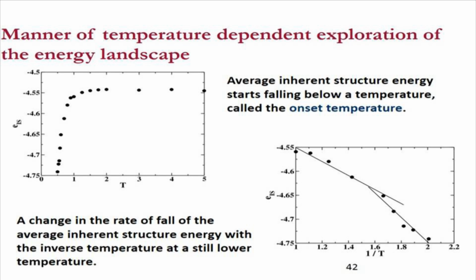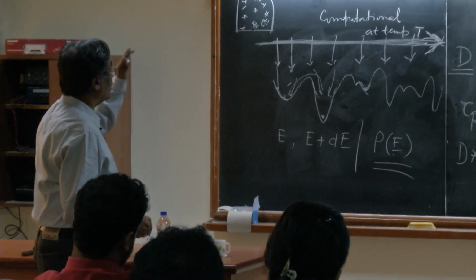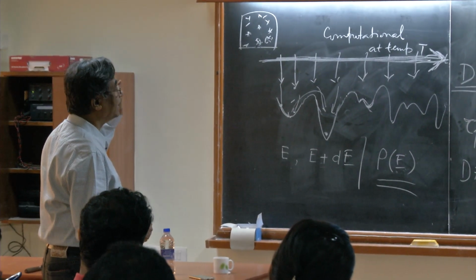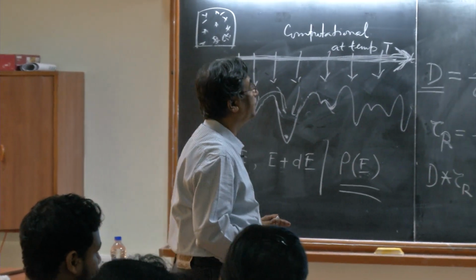There is this beautiful fall in the average inherent structure energy. Remember, the inherent structure energy landscape is invariant. It is a property of the system, a property of the Hamiltonian. It does not depend on temperature, but how you explore the landscape depends on temperature. So all the beautiful temperature-dependent properties that we see in nature are manifestations of the exploration of the inherent energy landscape. The landscape is temperature independent, but the manner of exploration is temperature dependent, which is shown here.